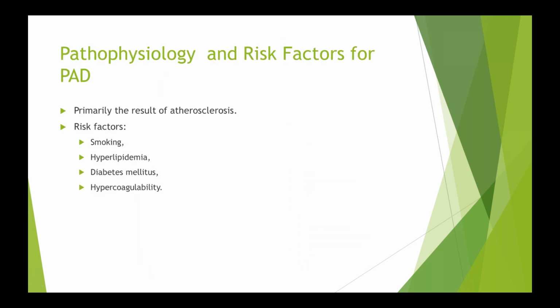Next, we will discuss the pathophysiology and risk factors for peripheral arterial disease. Peripheral arterial disease is primarily a result of atherosclerosis. The atherosclerotic process is usually gradual and eventually can lead to complete occlusion of the medium and large arteries. The disease is typically segmental and has significant variation from patient to patient. Risk factors for peripheral arterial disease include smoking, hyperlipidemia, diabetes, and hypercoagulable states.